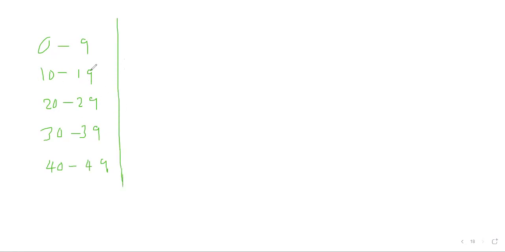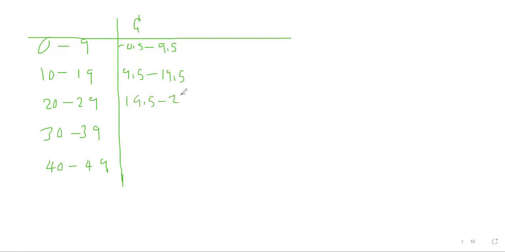So whenever you see that, you need to adjust these classes by subtracting 0.5. So here you're going to have negative 0.5 to 9.5. Here you subtract 0.5, here you add 0.5, to get 19.5. Here we have 19.5 to 29.5, then 29.5 to 39.5, then 39.5 to 49.5.